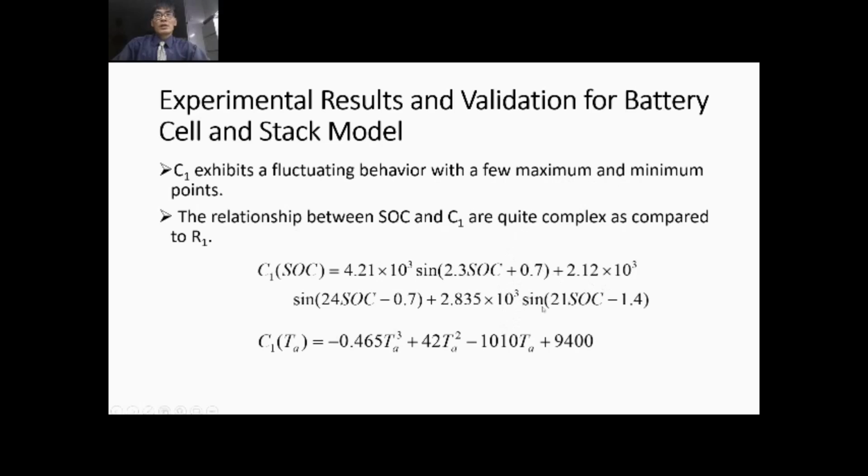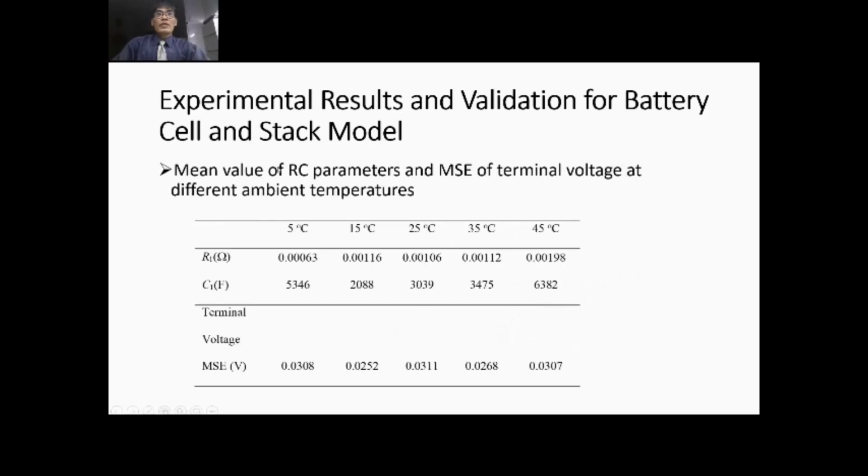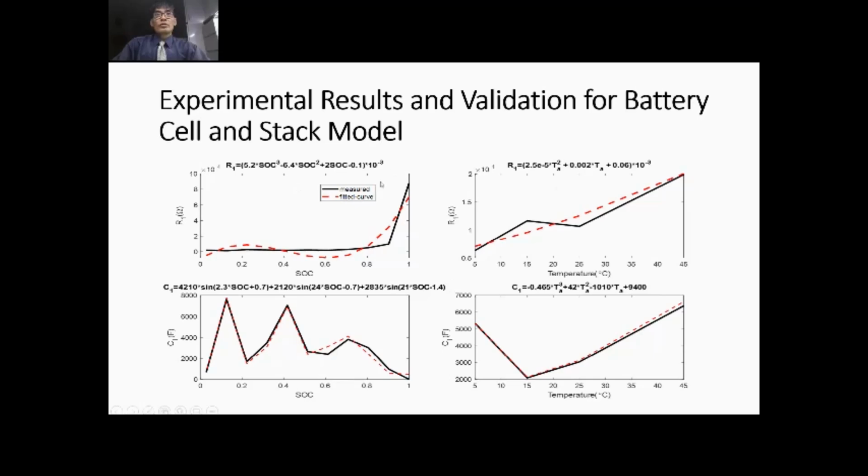There are sine functions. And for the mean value of RCs and the mean square error of the terminal voltage at different ambient temperatures, you can see that for R1, C1 and the terminal voltage, the errors are quite reasonably small. And this graph that I tried to show relates to the past few slides, showing the R1 equations at different temperatures, and these are the C1.